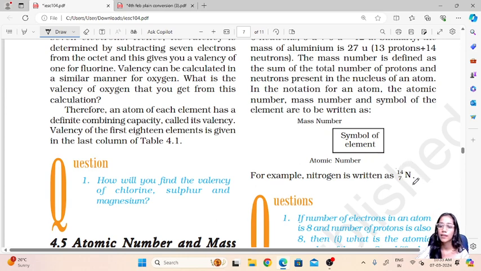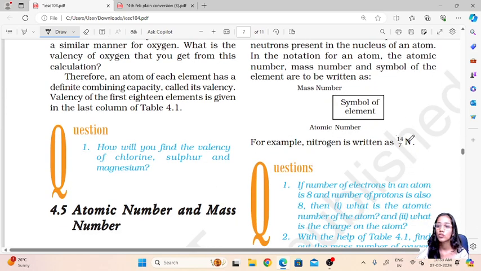For example, nitrogen. Nitrogen has an atomic number of 7 and mass number 14. So it is written like this. Now carbon. Carbon has atomic number 6 and mass number 12. Oxygen has atomic number 8 and mass number 16. So this is the correct way of writing the element's notation.